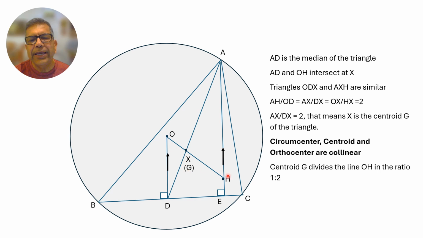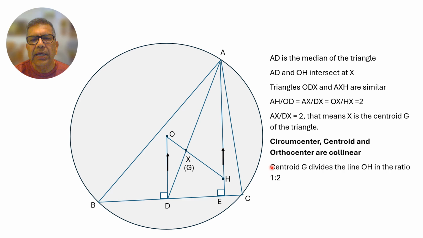That means O, G, H, all three points, the circumcenter, the centroid, and the orthocenter, all lie in the same straight line, or they are collinear. And also we see an interesting property. The ratio OX over XH is 1 to 2 because of the similar triangles. The ratio between the distance of the circumcenter and the centroid, OX, and the distance XH or GH is 1 to 2. So this concludes the proof of the stated theorem or corollary.